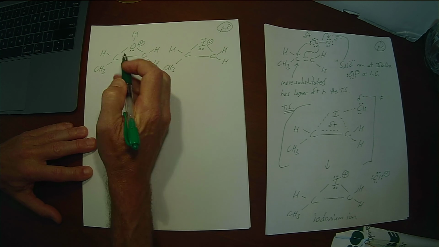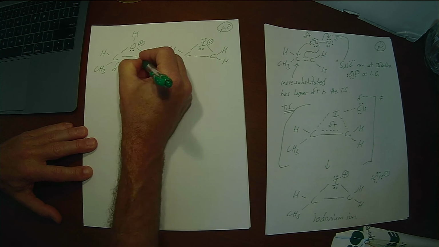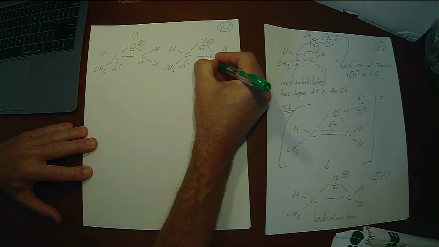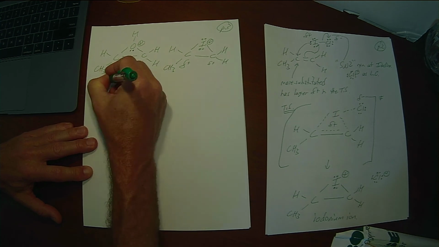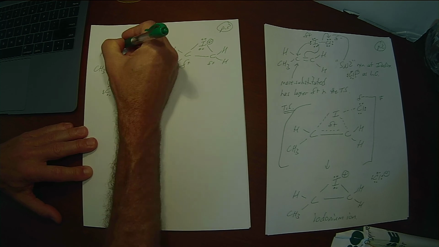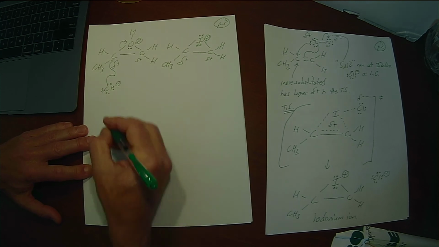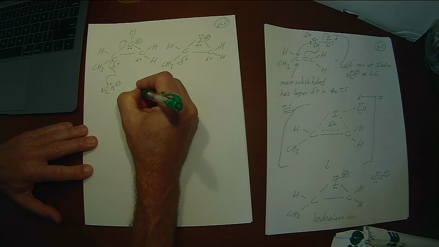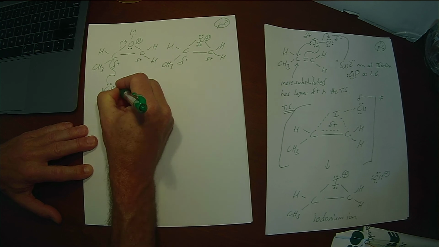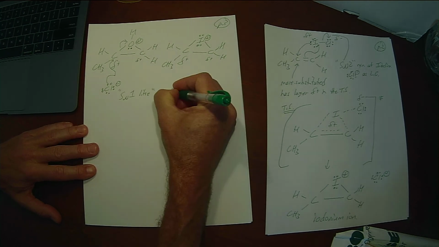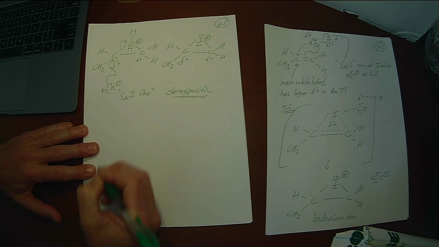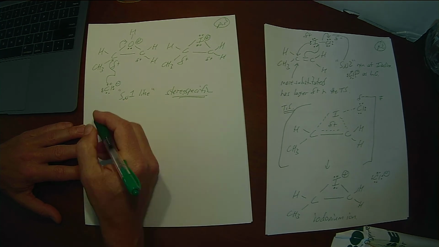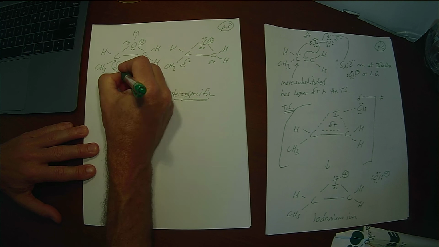It's just going to see a larger partial positive charge on the more substituted carbon and a smaller partial positive charge on the less substituted carbon. So the chloride ion is going to attack that carbon, pushing out a pair of electrons. This is an SN1-like mechanism. It's stereospecific, but it happens at the more substituted carbon because of the larger partial positive charge.